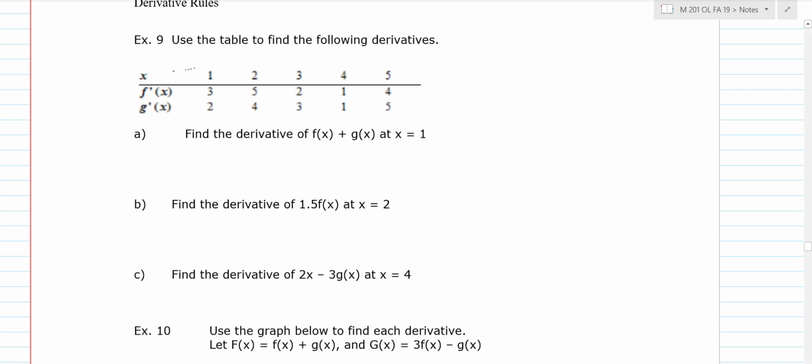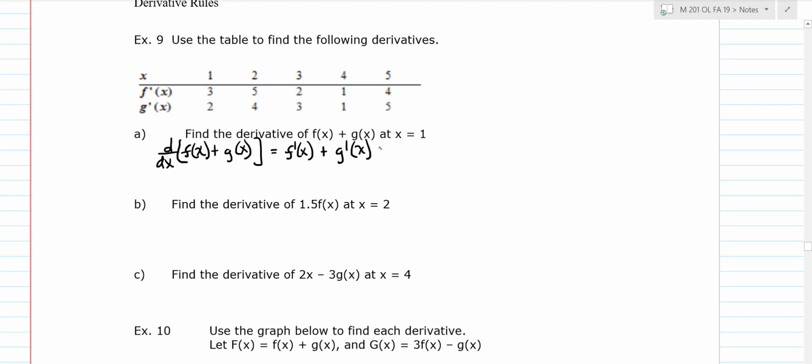This is a table of values. These are the x values: 1, 2, 3, 4, 5. This is the value of f prime, and then this is g prime of x. What we're going to do is find the derivative of f of x plus g of x. The rule we learned is you just take the derivative of each and sum those together. That's the sum rule.